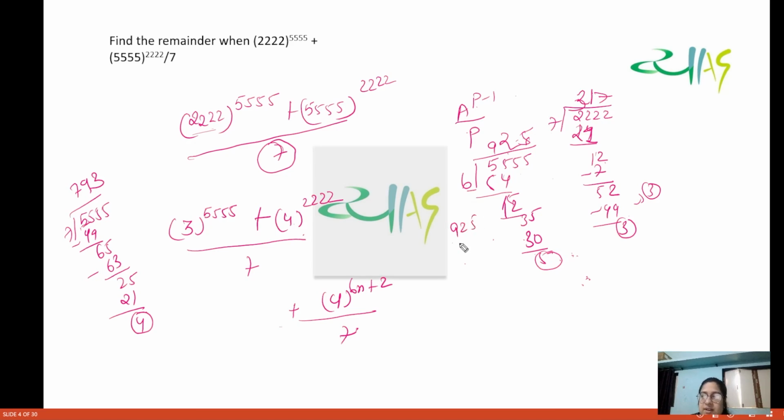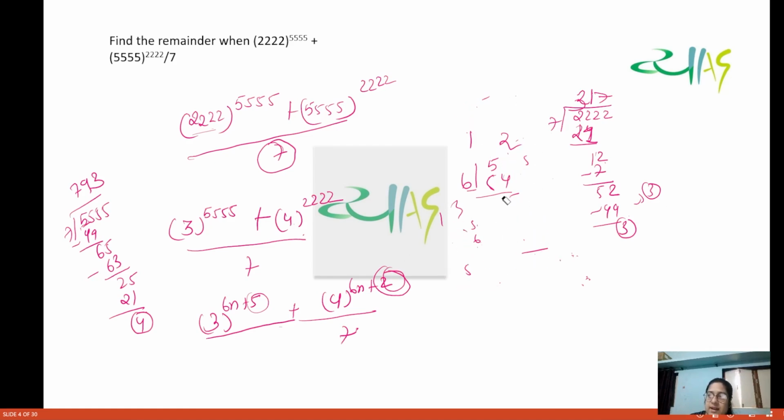Let us check whether this is good or not. You have 6 5s are 30, 2 6s are 12, 5 here. Then you have 1 carried over, and 9 6s are 54, so you are getting obviously 5555. So this power is 3 to the power 6n plus 5. We just have to bring this number so that we can calculate the remainder.